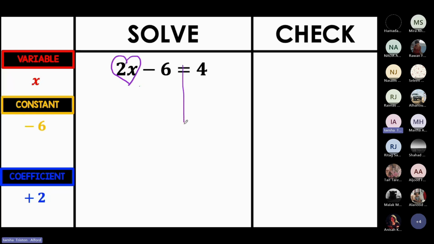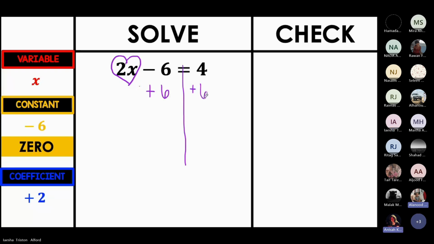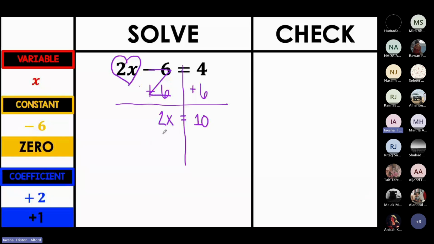Put the line. The constant, we want to make it 0. How? Add positive 6 to both sides. Negative 6 plus 6 is 0. The besties, keep them down. Do not separate the besties yet. The equal sign, keep it down. Positive 4 plus 6 is positive 10. Now, the coefficient, we want it to be positive 1.